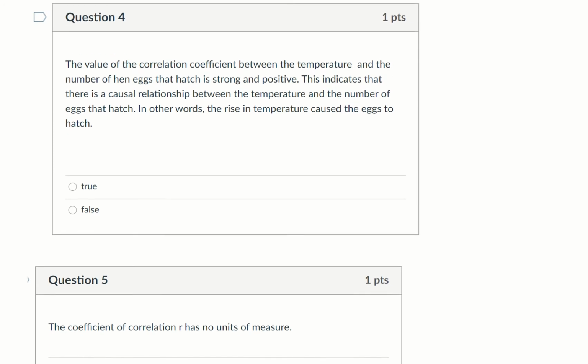Question 4, the value of the correlation coefficient between the temperature and the number of hen eggs that hatch is strong and positive. This indicates that there's a causal relationship between the temperature and the number of eggs that hatch. In other words, the rise in temperature caused the eggs to hatch. Again, kind of like what I was saying in question 3. This is a question of causation and correlation. Correlation does not mean causation. Correlation only means that there is some kind of relationship between the two. Here, we're saying that it's strong and positive. That's the relationship. But it doesn't mean that one caused the other. So this is false.